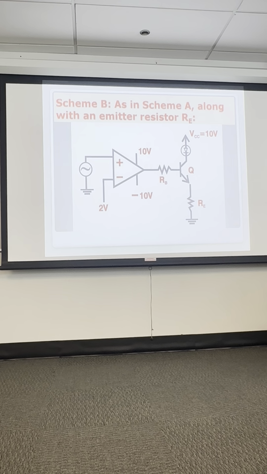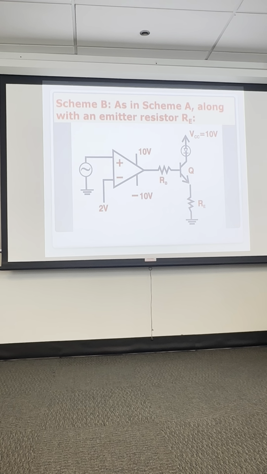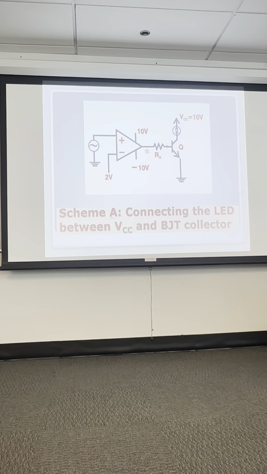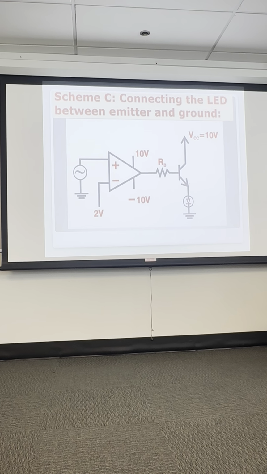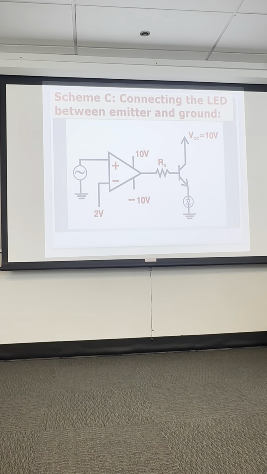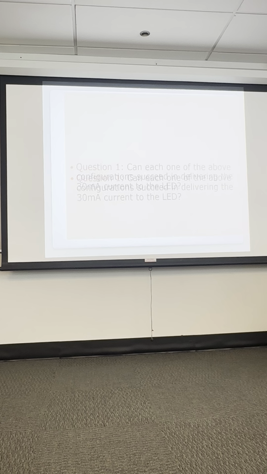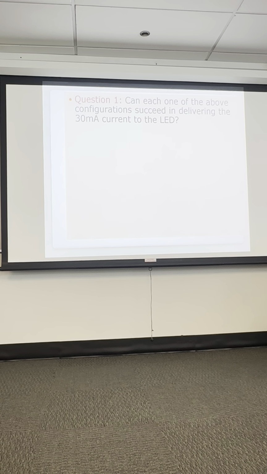There's nothing obvious in this circuit that makes it preferred compared to the first version. So it is an option. And then the third version is to place the LED in the emitter of the BJT. Again, just based on the configuration, there's nothing really obvious that would say this is preferred over the first two versions. So on paper, you basically have to examine each one.